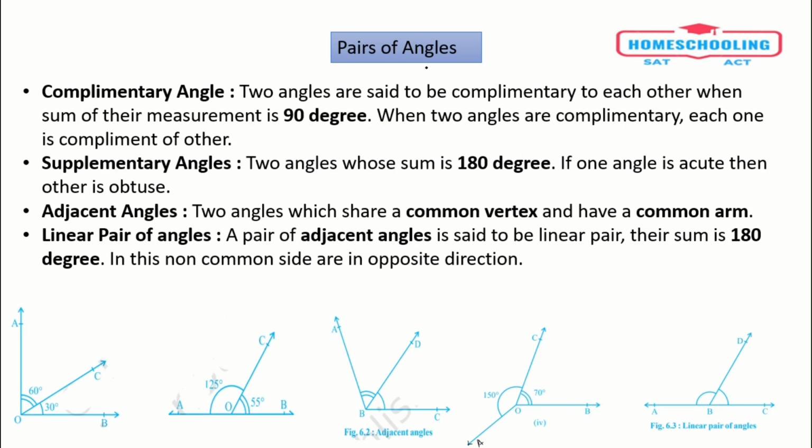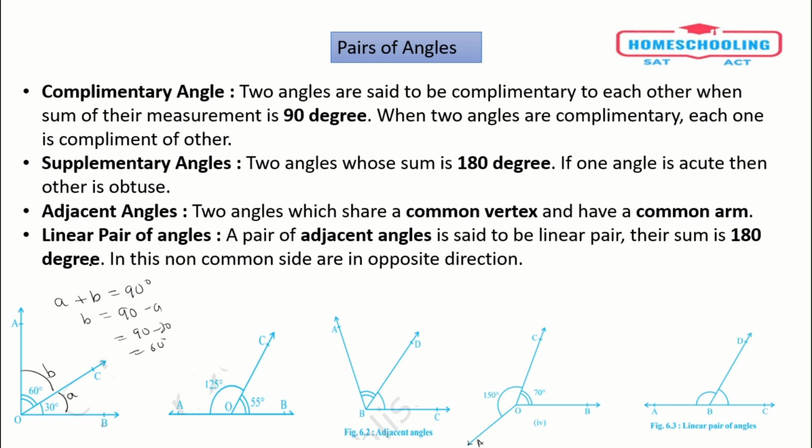Now let's come to the pair of angles. Complementary angle. Complementary angle is an angle pair where the sum of two angles is 90 degree. So this is an example of complementary angle. Let's consider that this is A and this is B. So if these two angles are complementary, then the sum would be 90 degree. Let's say we know the value of A, that is 30 degree. So the complementary angle B would be 90 minus A, that is equal to 90 minus 30, 60 degree.